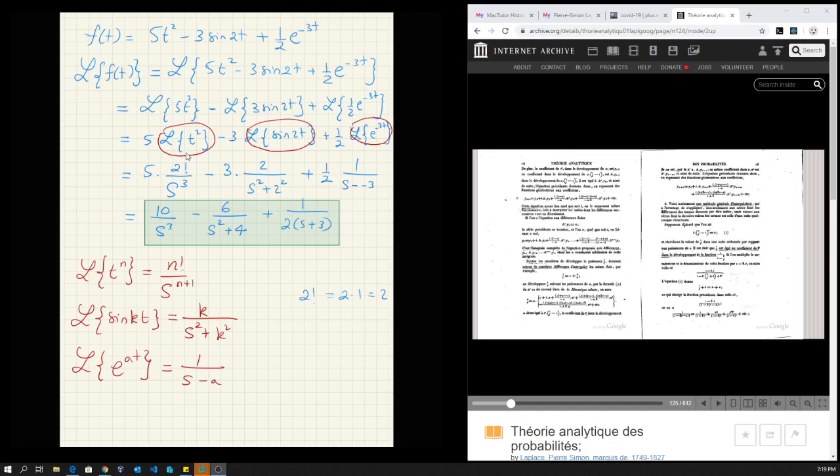So this is just getting used to the definition, getting used to the table of the basic Laplace transforms, and also just doing some quick examples. But it will get much more fun and much more interesting the more we do this in the next few videos, I promise.